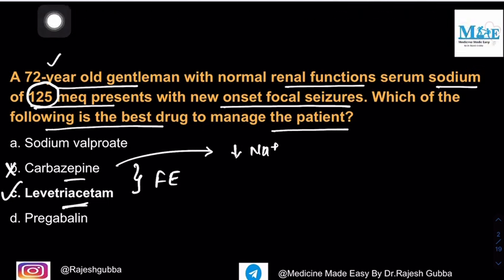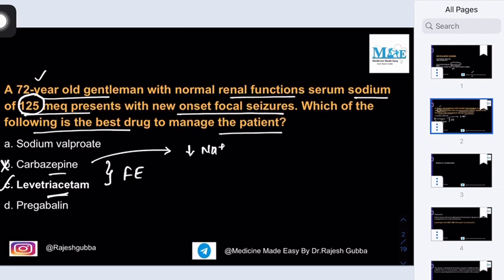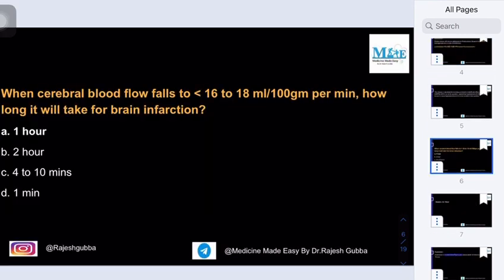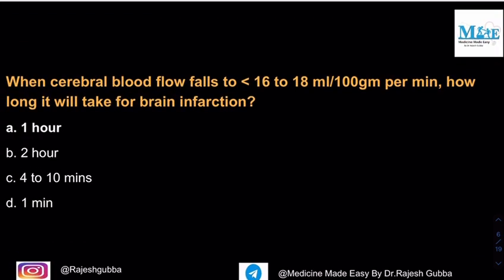Now moving on to the next question. Right. So the question is, when cerebral blood flow falls to less than 16 to 18 ml per 100 gram per minute, how long will it take for brain infarction? 1 hour, 2 hours, 4 to 10 minutes, 1 minute.